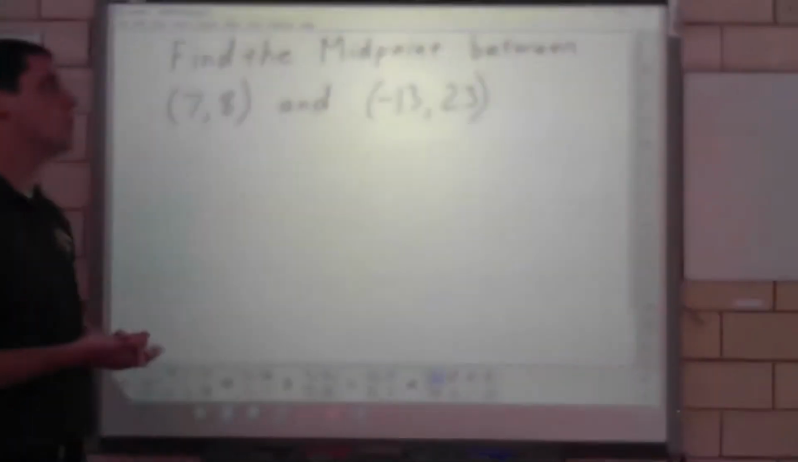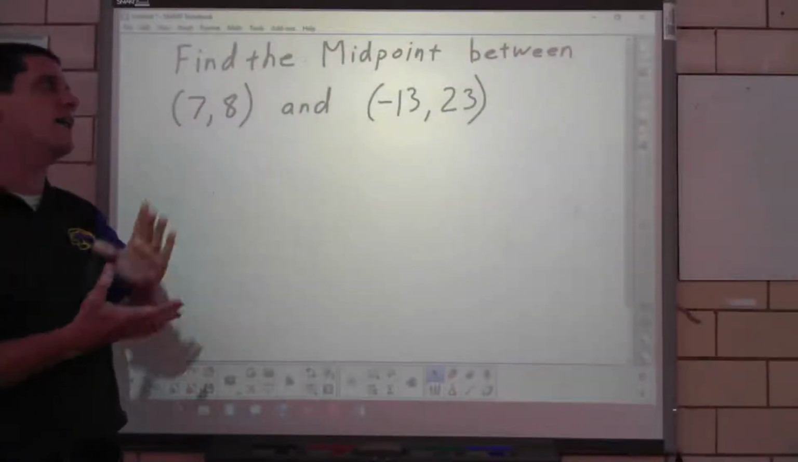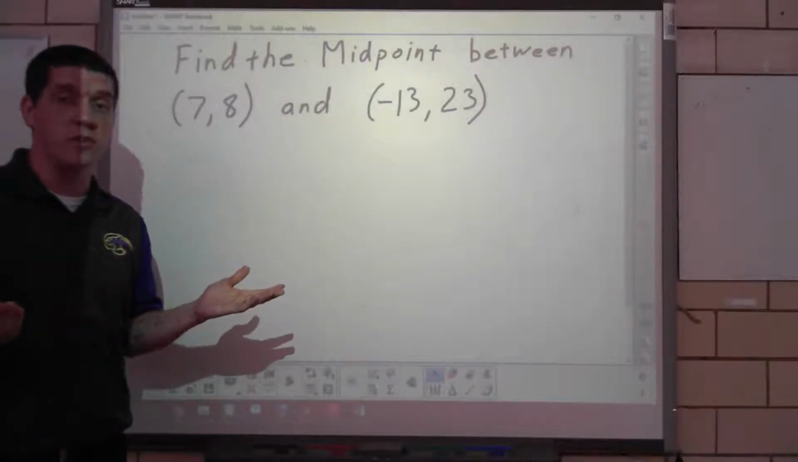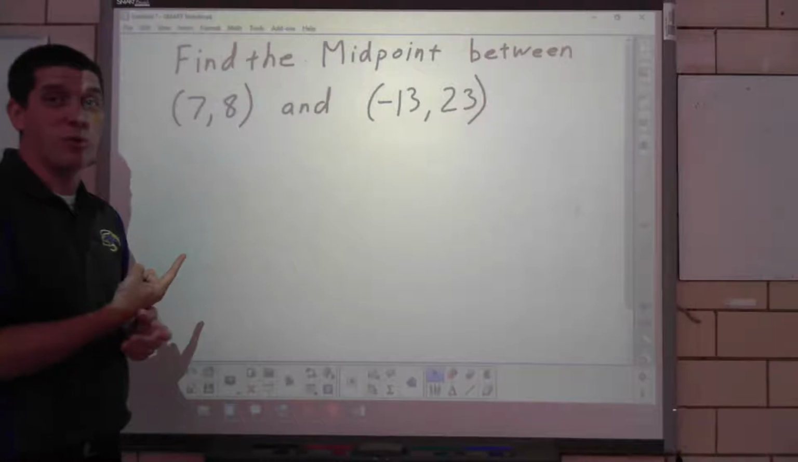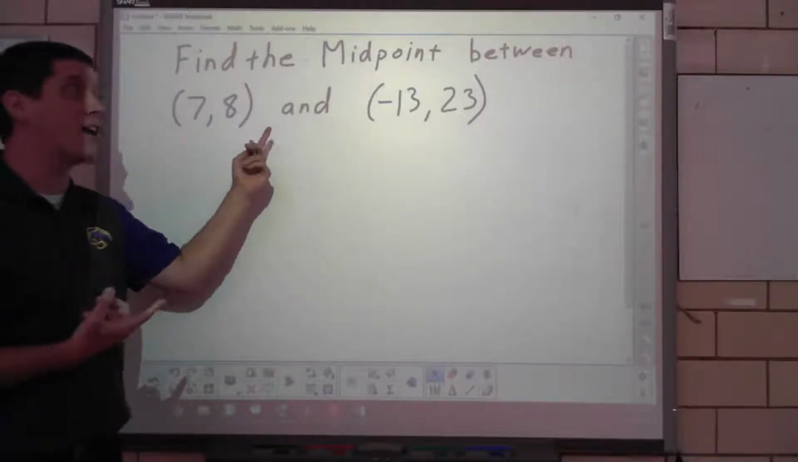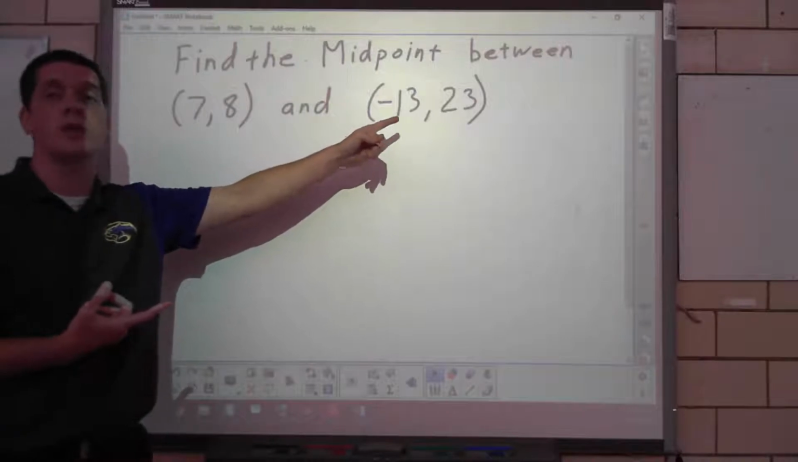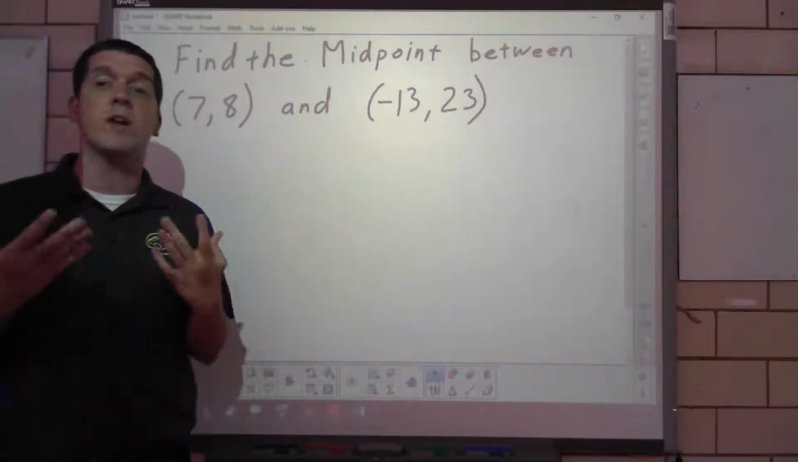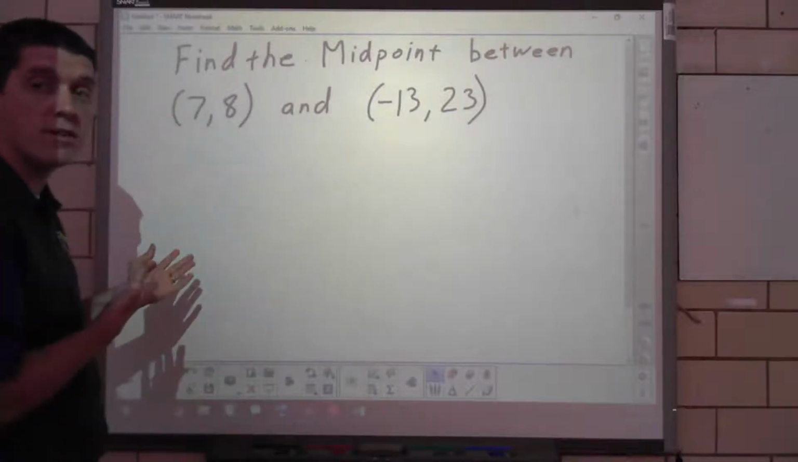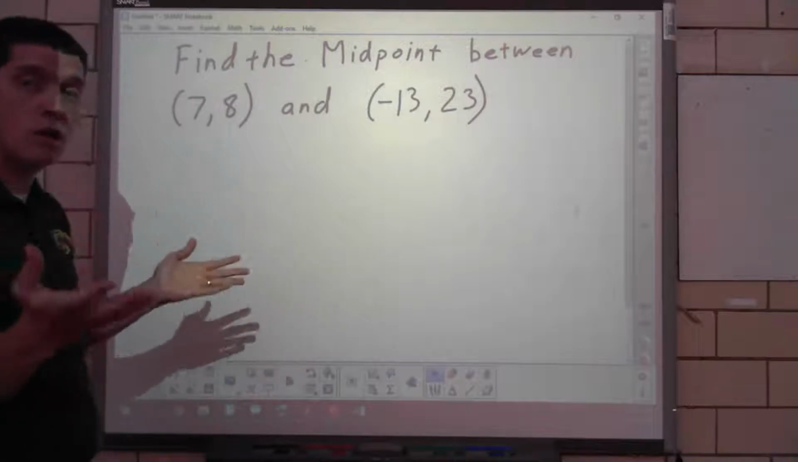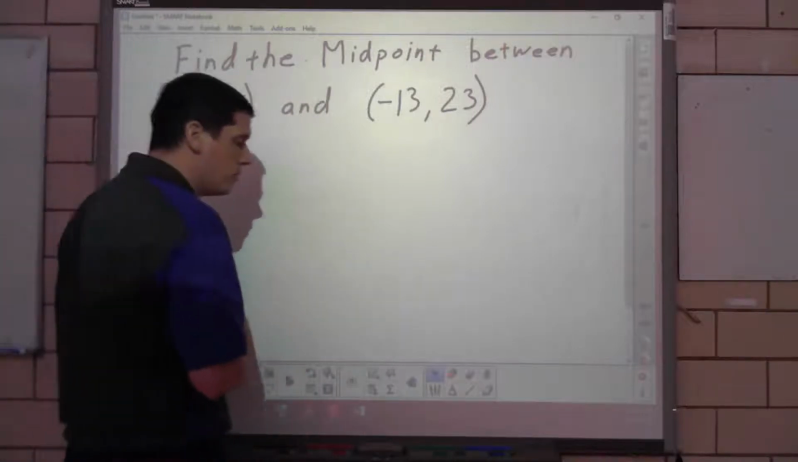So now find the midpoint between 7 comma 8 and -13 comma 23. Let's look at those points first. I don't want to graph those. I don't want to graph 7, 8. I sure as heck don't want to graph negative 13, 23. That's the nice thing about the midpoint formula, is I don't have to have a graph. All I simply have to do is just use the formula. So as long as I know that formula, then I'm good.